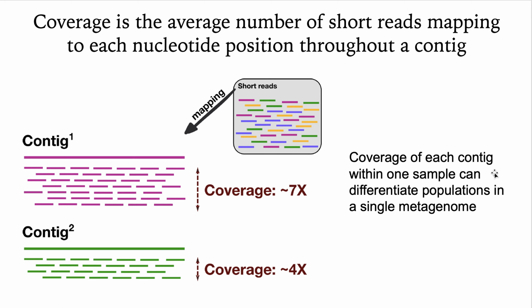So just to go over the principles a little bit here, coverage, again, it's the average number of short reads mapping to each nucleotide position in a contig. And so when you compare those average numbers, you're going to get different levels of coverage. And these differences in coverage can help you differentiate microbial populations or just gene frequencies in a metagenome.